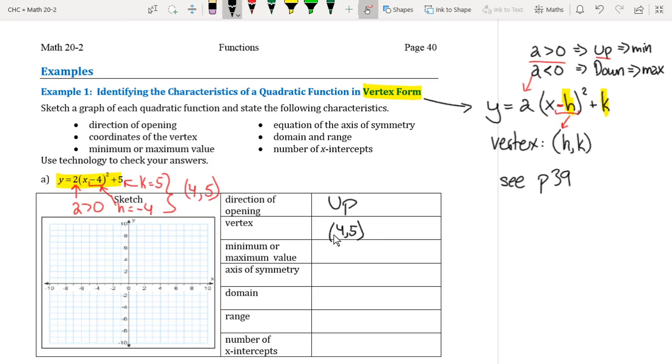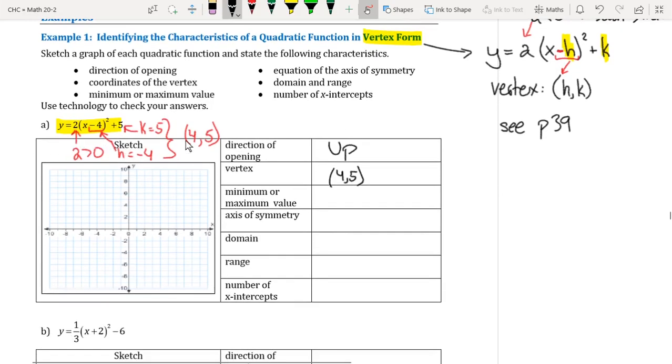Do we have a minimum or a maximum? Well, anytime we have a parabola that opens up, it's going to look something like this, which means we have a minimum, y min. The y coordinate of that minimum will be the same as the y coordinate of the vertex. It's going to be 5. At this point, we can put that in here. So we know that the vertex has x coordinate 4 and y coordinate 5, which is right there, and we're going to be opening up.